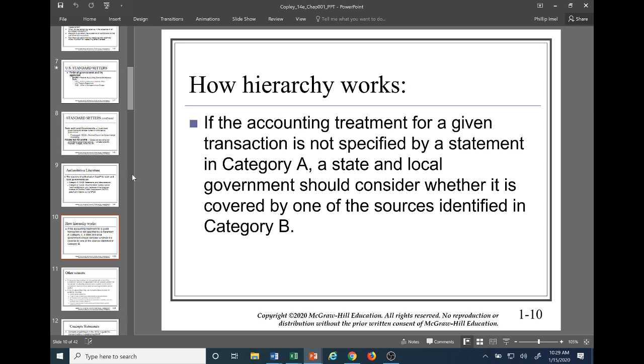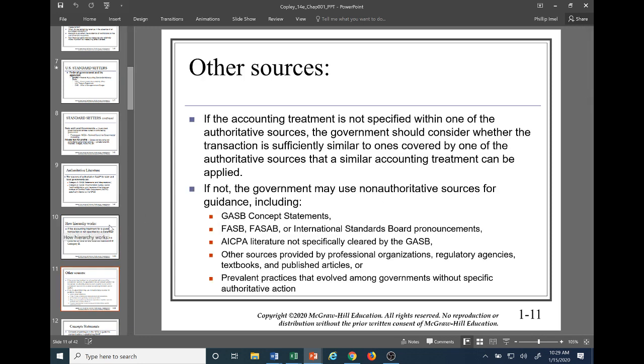It's your instruction manual pretty much. You start with A. If you can't find it, you go to B. If you can't find it in B, then what do we do? Well, then we're going to try to look for a similar transaction, one that kind of mirrors the transaction that we have, and we'll search the relative levels of authority.